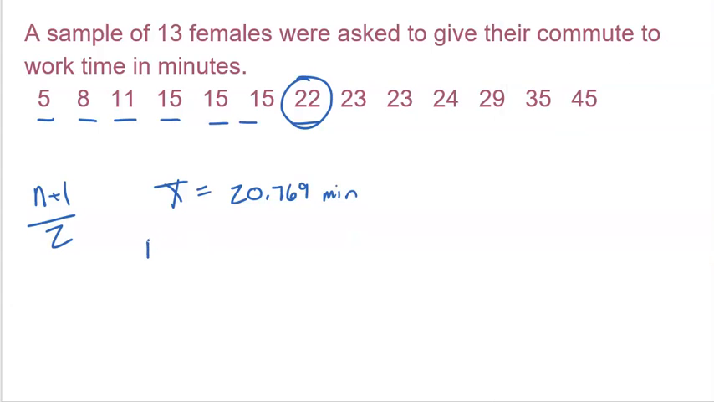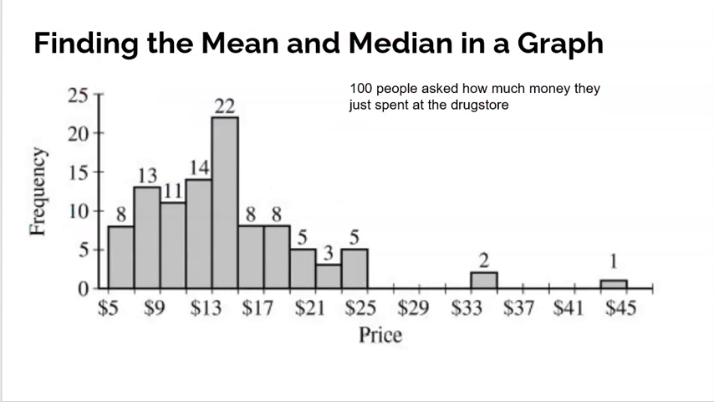All right, so that is how easy it is to get your calculator to find the median and the mean. And there's some other things in that screen that we're going to come back to. Now, how do you find the mean and median if you have a graph? Well, here is a histogram of how much money people spent at the drugstore. So 100 people were asked as they exited a drugstore, how much money did you spend?